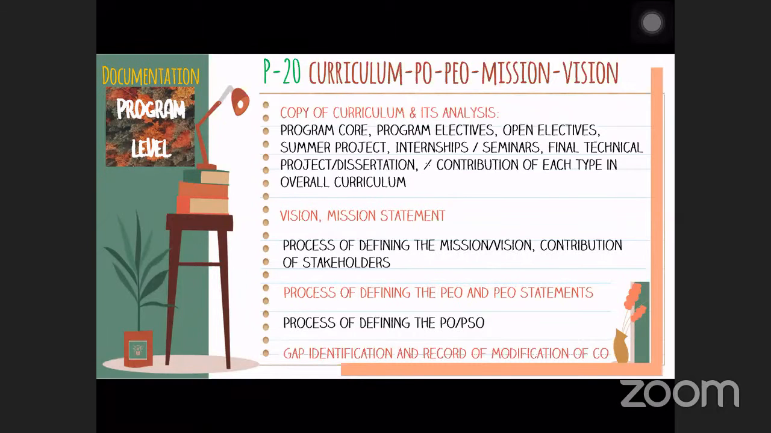There has to be a process of defining this vision mission and the program educational objectives. And how do we come out with vision, mission, and program educational objectives? The contribution of the stakeholders is also important in formation of vision, mission, and the program educational objectives. So all that has to go into this. Then the process of defining program educational objectives and program educational objective statements should also be present in this particular file. Then the process of defining the program outcomes and program specific outcomes should also be outlined, and it has to go into this particular file.